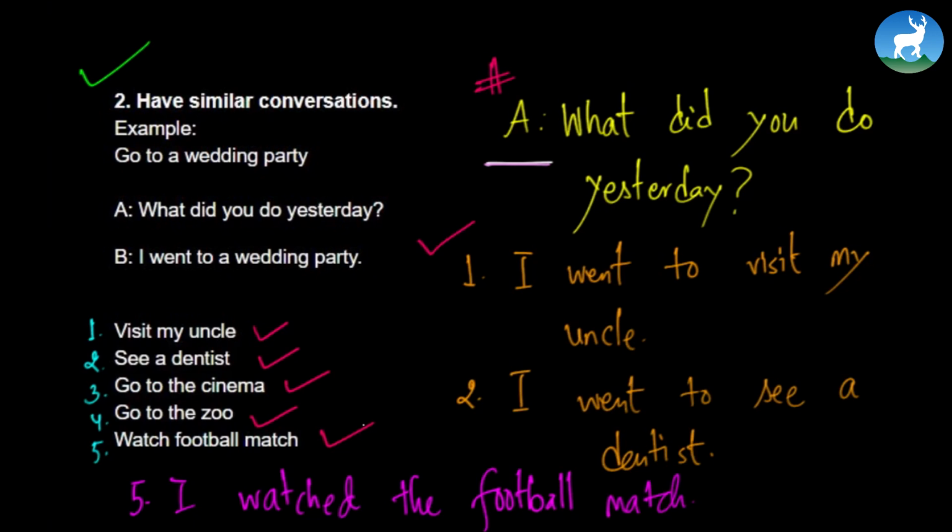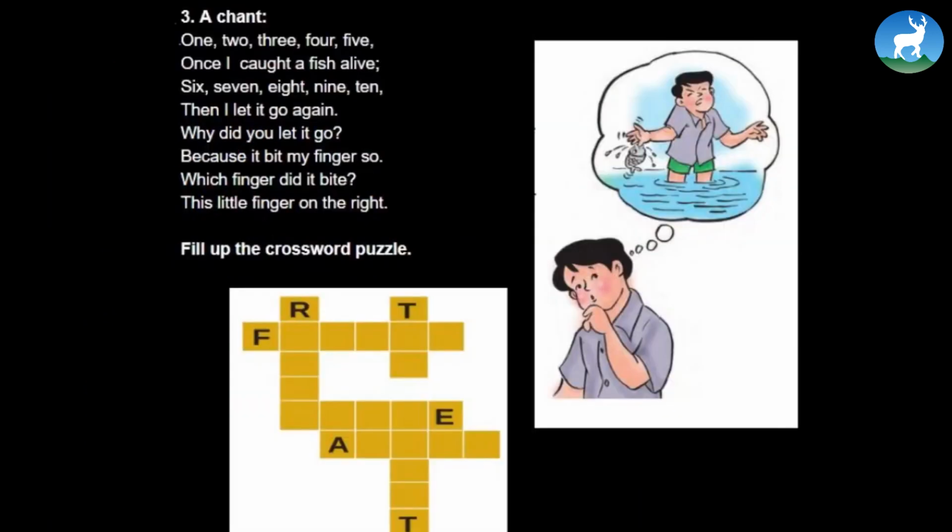Now let's move on to a poem. All right, here's a chant or a poem. We're going to chant it, but before that, let's have a look at the picture. The boy is actually dreaming, or let's say daydreaming, thinking about the consequences of a fish biting his finger. So that's what he's thinking about. The boy seems to be daydreaming. He's thinking about what it felt like when a fish bit his finger. Okay, let's read the chant now.